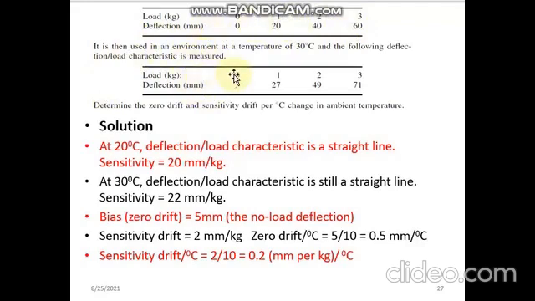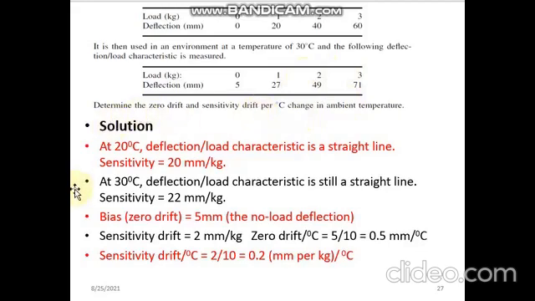In that place we have seen that when the load is 0, we already have a deflection of 5. When it is 1, we got 27. When it is 2, we got 49. And 3, we got 71. Now the question says we should find the zero drift and the sensitivity drift.